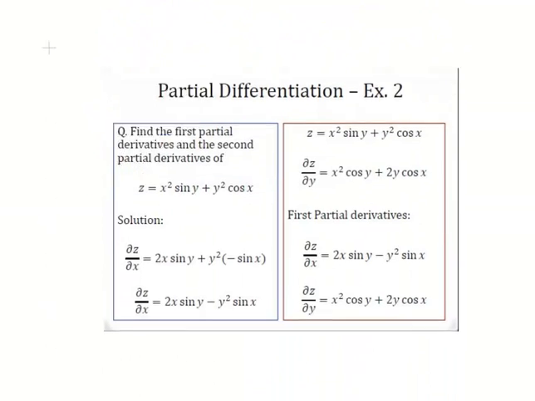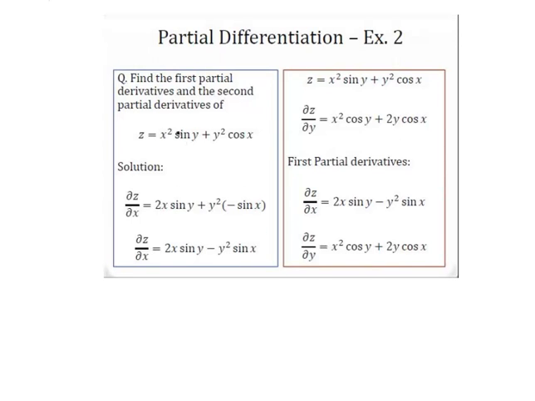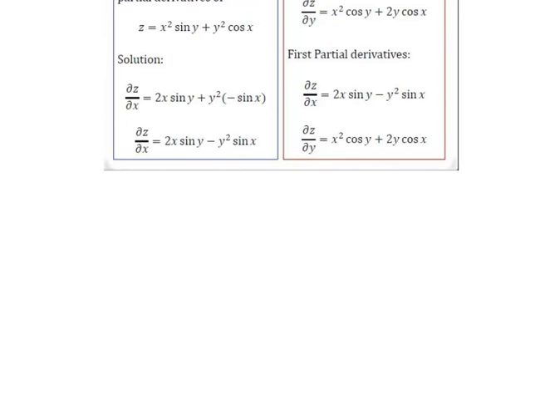Now let's move on to the next slide. Here's another example. x squared sine y plus y squared cos x. Now what we're going to do here is find the first partial derivatives and the second partial derivatives. So this is a bit of a long one. So z equals x squared sine of y plus y squared cos of x.